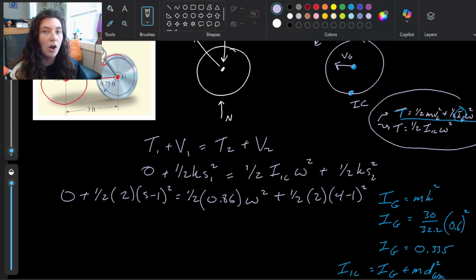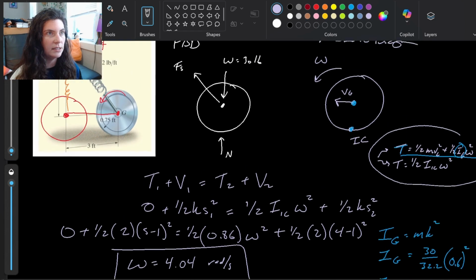And it's all numbers, right? From here, it's just a matter of plugging this into your calculator to solve for our angular velocity. And when we do that, we're going to get an angular velocity of 4.04 radians per second.